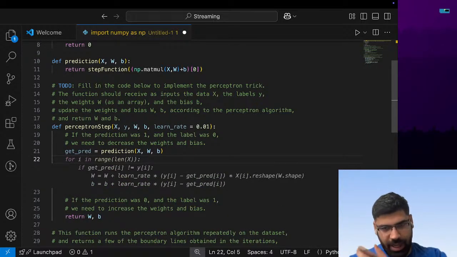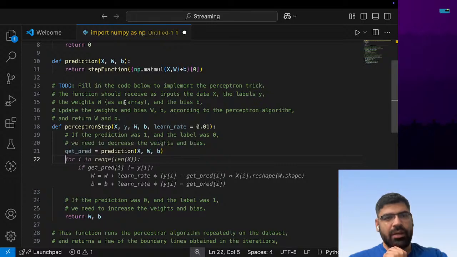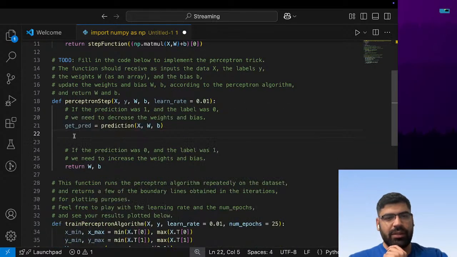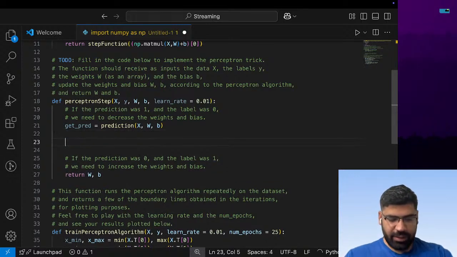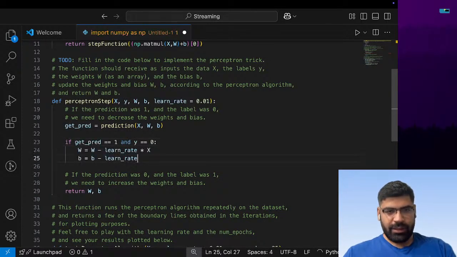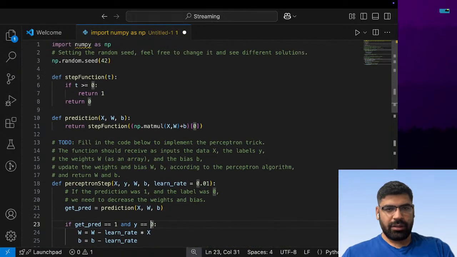Let's see, I have GitHub Copilot registered. So for i in range length, the step function is returning zeros and ones, so it doesn't make sense to have that. Then we have if the prediction is one.